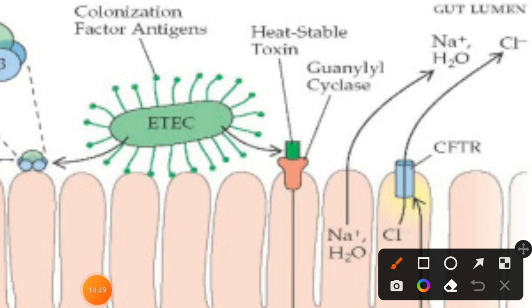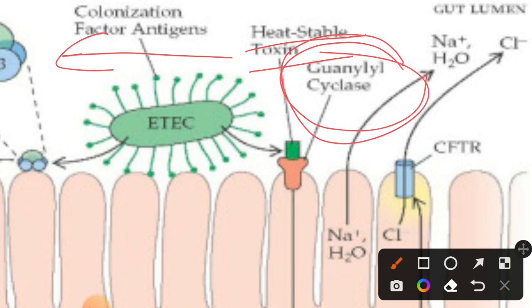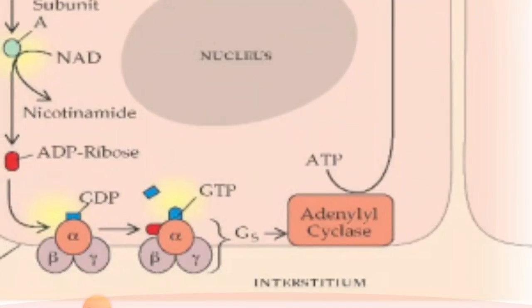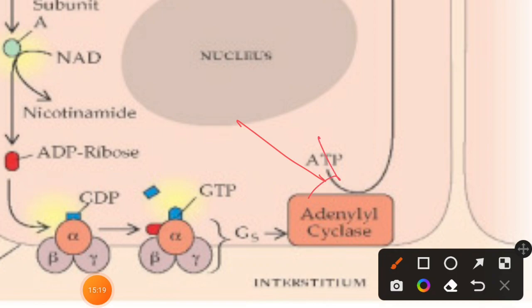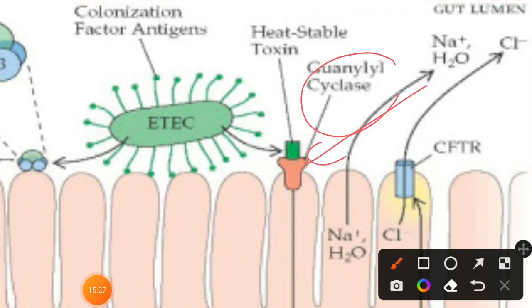So heat stable toxin will bind with guanylyl cyclase. Here I want to mention one thing. Don't get confused that heat stable toxin will also follow the same mechanism of action that Vibrio cholerae does, because Vibrio cholerae has only one type of toxin, which follows the mode of action of heat labile toxin, not heat stable toxin. Okay, so heat stable toxin will stimulate guanylyl cyclase. Here is another point to be noticed: heat labile toxin is involved in stimulating adenylyl cyclase, and here heat stable toxin is involved in stimulating guanylyl cyclase.